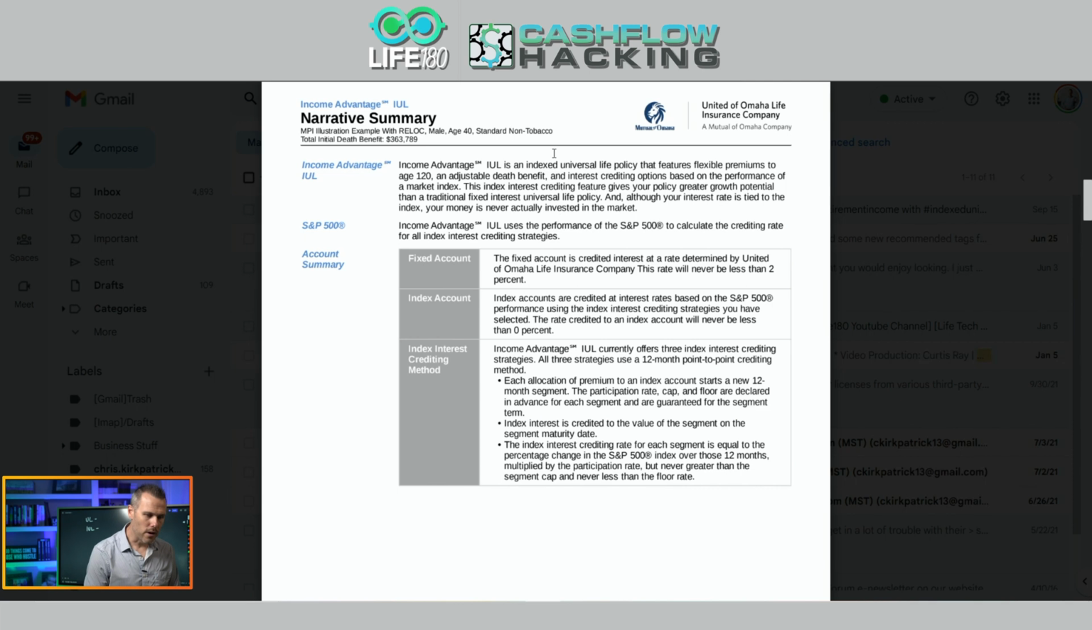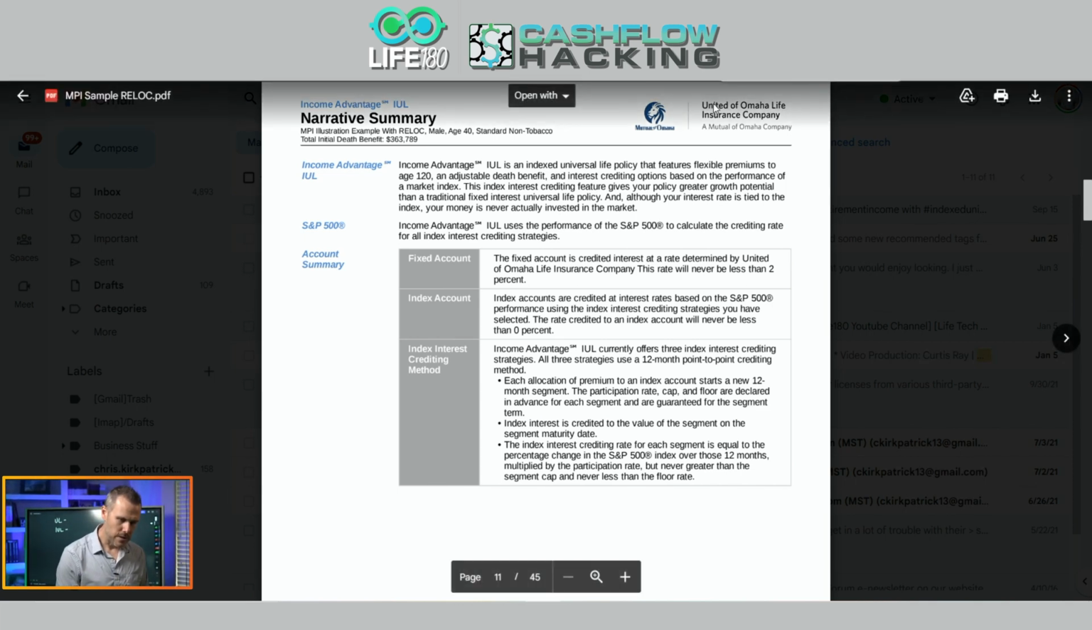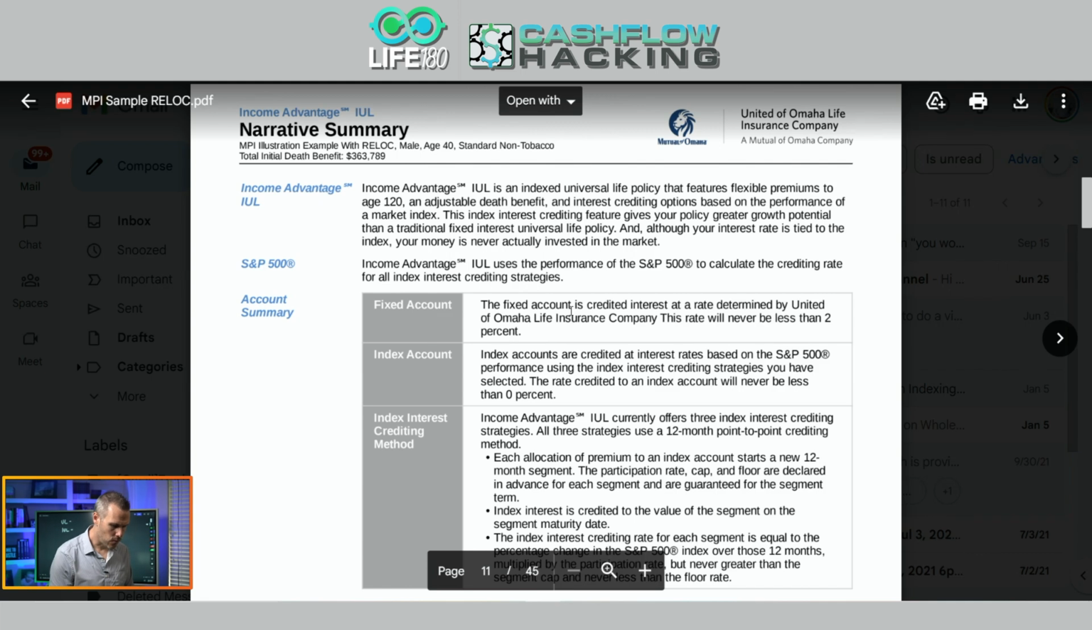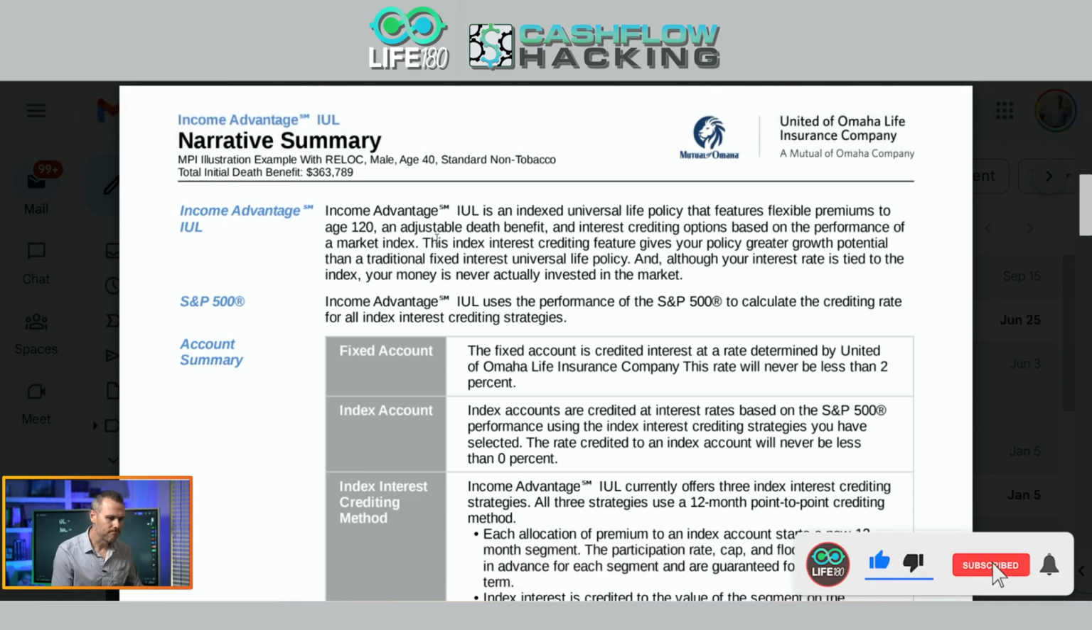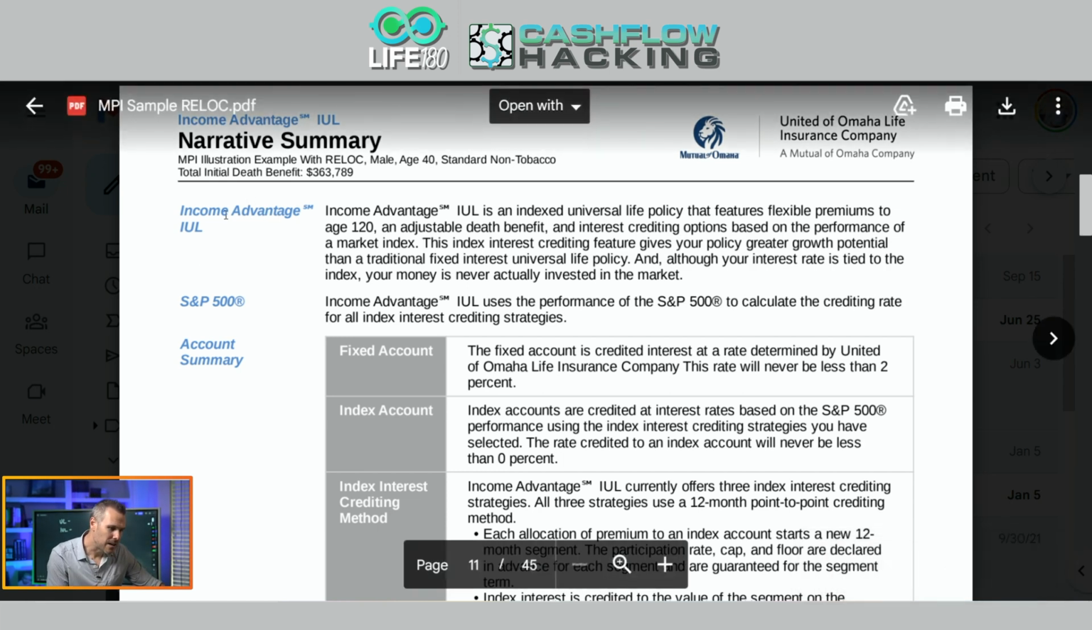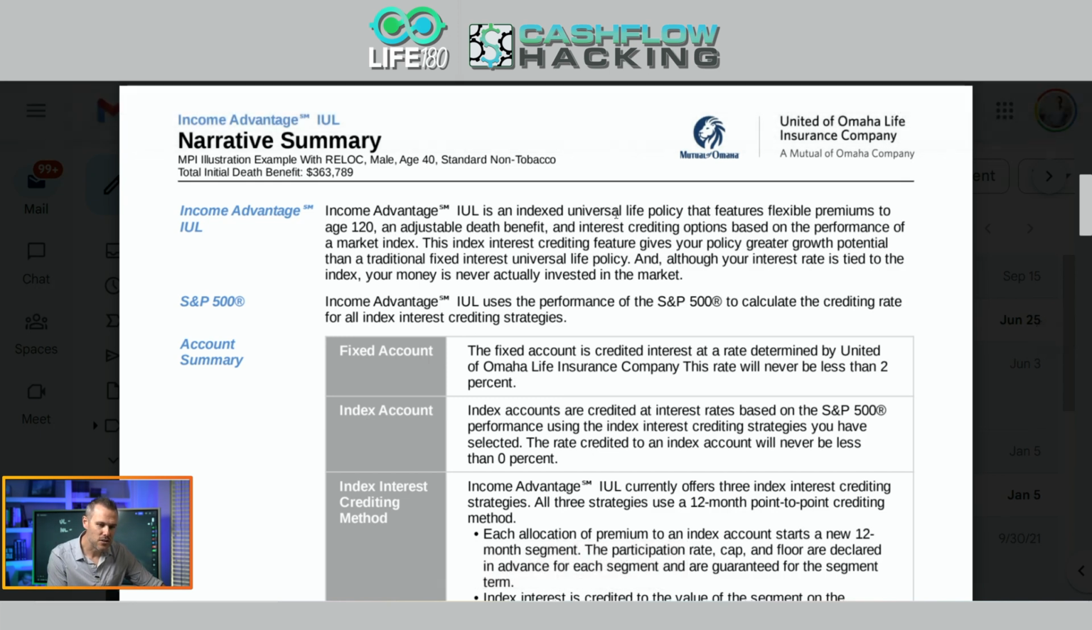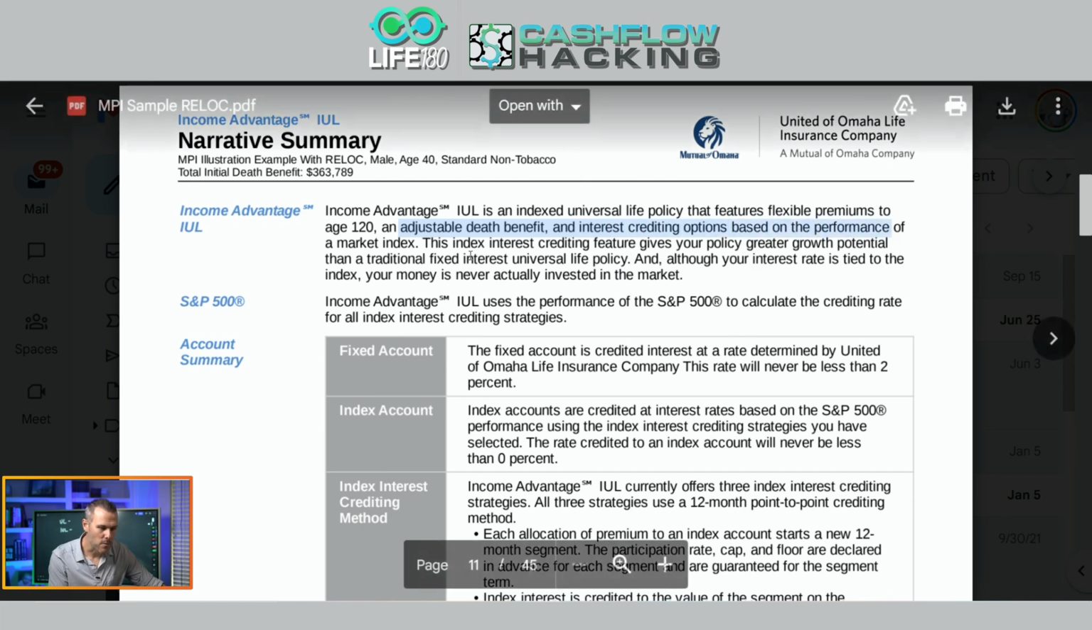Before I forget, I'm going to go to my computer screen real quick. All right, if I zoom in a little bit, what we can see here is an income advantage IUL. This is actually the policy that MPI uses with them. You can see this strategy right here, income advantage IUL. Income advantage IUL is an index universal life policy that features flexible premiums to age 120, an adjustable death benefit, and increasing crediting options based on the performance of the market index.